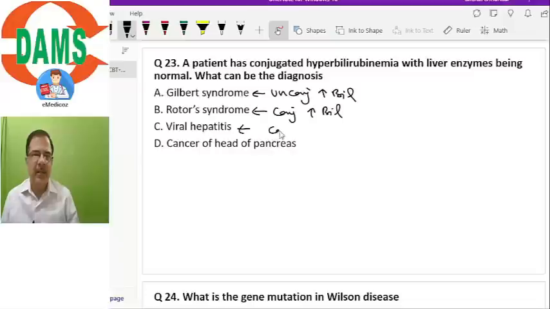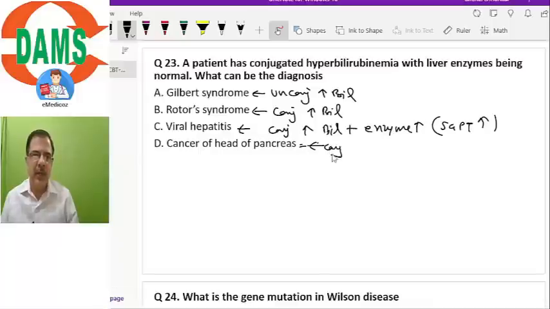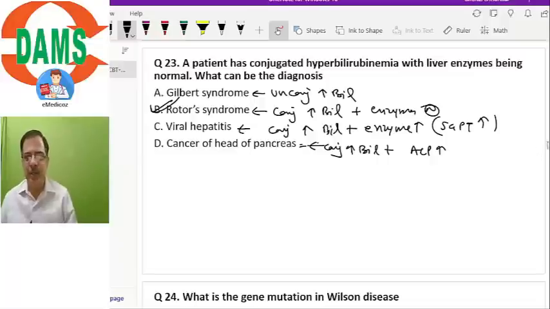Viral hepatitis has conjugated high bilirubin, but it has liver enzyme elevation, like SGPT will be elevated. Same with cancer of the head of pancreas, conjugated high bilirubin will be there, but here the ALP, an obstructive enzyme, will be elevated. In Rotor syndrome the enzymes are totally normal. So the answer is Rotor syndrome in this condition.